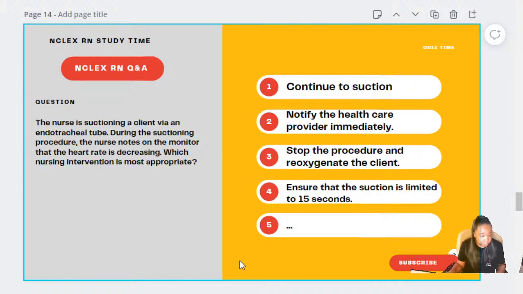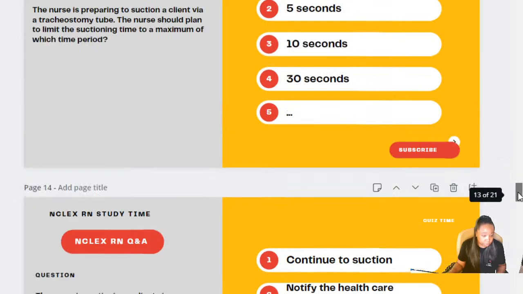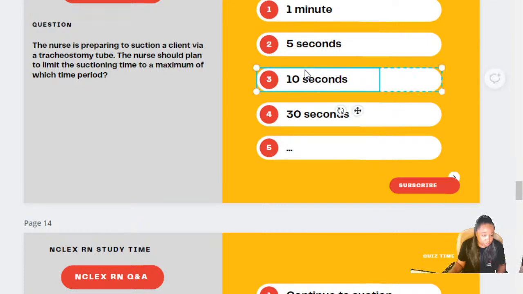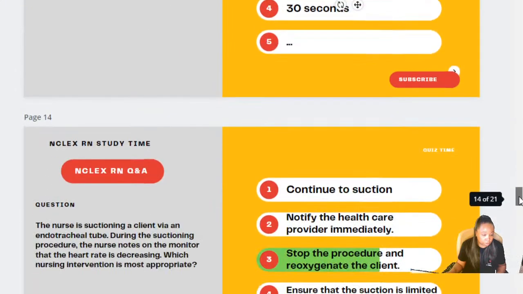Next question. So okay, let me put it in green for you so you can remember. Oh, this one I did not choose. Okay, green. And put it in green.